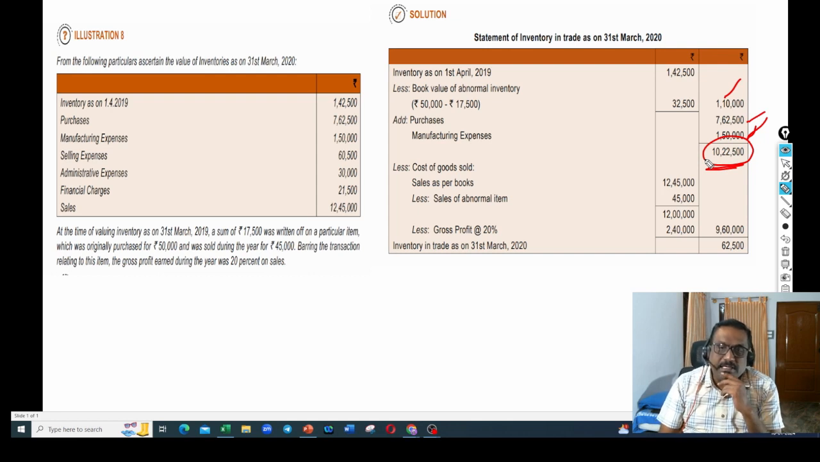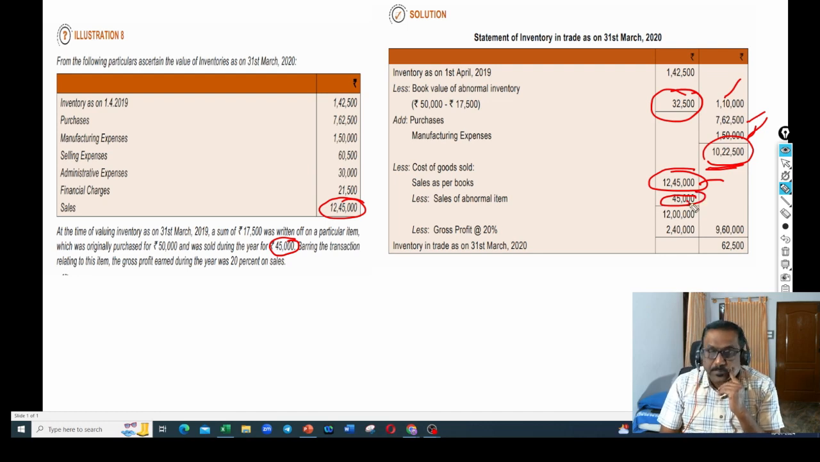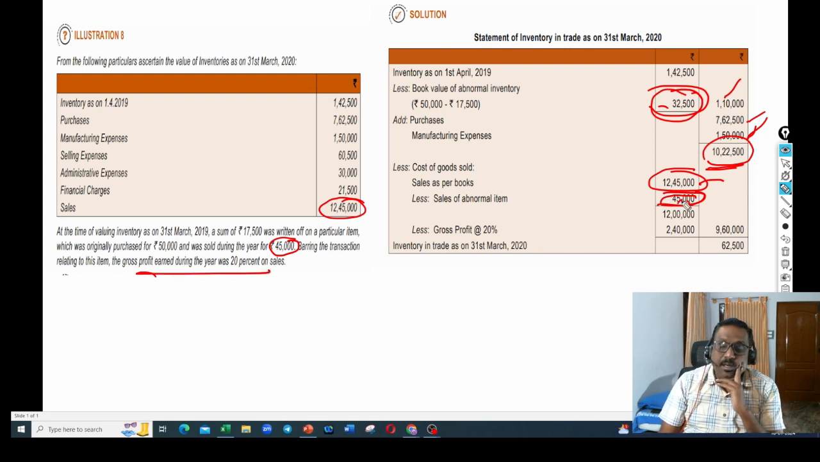Then we need to calculate the cost of goods sold. How do we get to know the cost of goods sold? Sales they have given, but they have not given the cost of those goods sold. So we need to take 12,45,000 as sales, out of which 45,000 abnormal inventory is also included. So we need to deduct it because here we have removed the cost, and here we have to remove the sales as well. This abnormal goods, to the extent of 32,500, which has an original value of 50,000, has been sold during the year for 45,000. That is what they said here, right? That also has to be removed. So 12 lakhs 45,000 minus 45,000 is equal to 12 lakhs.